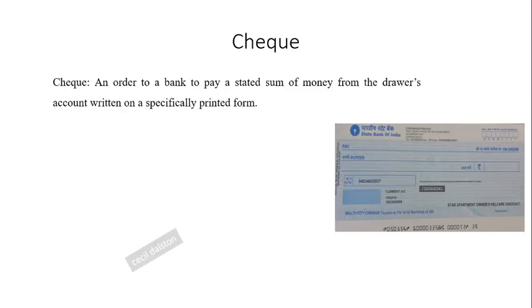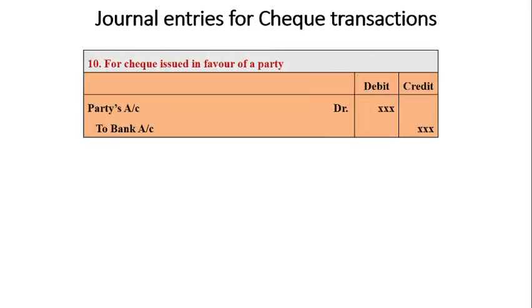Check. It is an order to the bank to pay a stated sum of money from the drawer's account, written on a specifically printed form. So if the business unit has a bank account and the check facility, to make a payment it can use the check. Similarly, it may also receive checks from the parties. Now let us see the journal entries for check transactions.